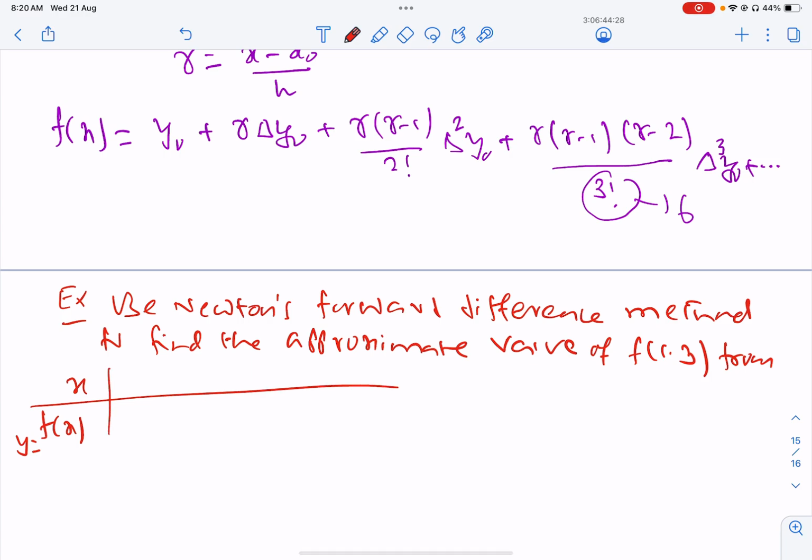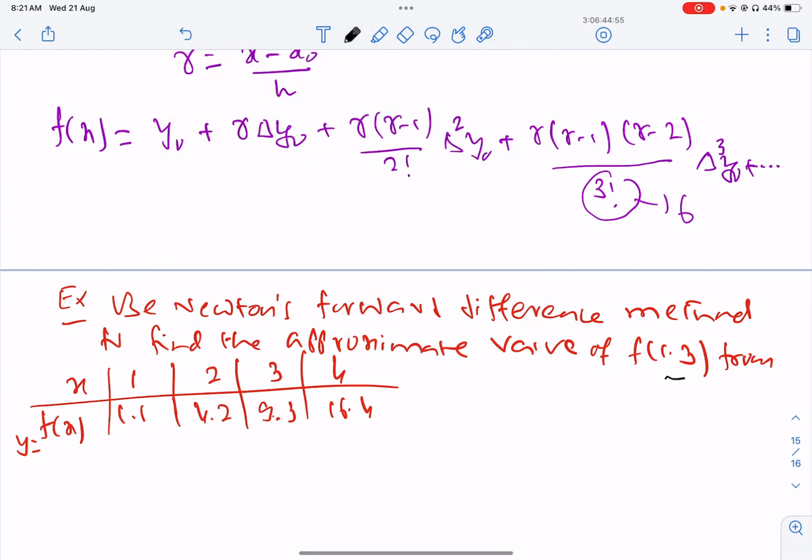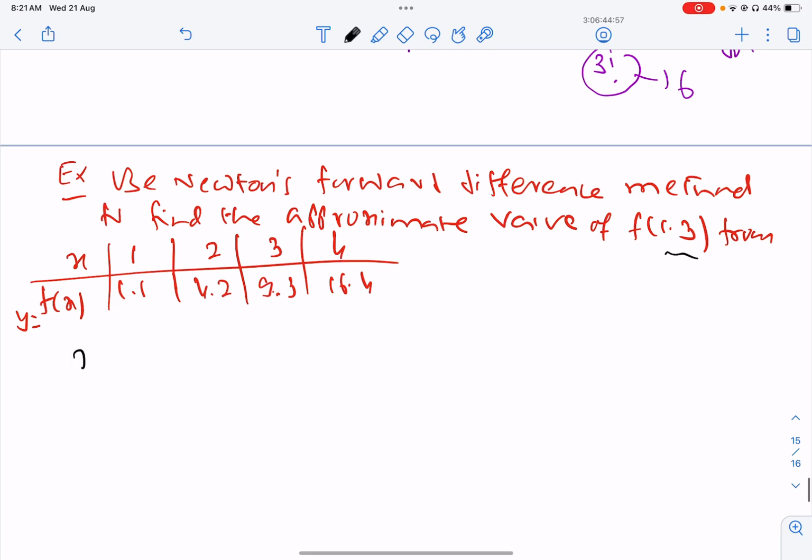The x values are given as 1, then 2, then 3, then 4. The f(x) values are 1.1, 4.2, 9.3, and 16.4. So now we need to find the value at 1.3. So our x is 1.3.